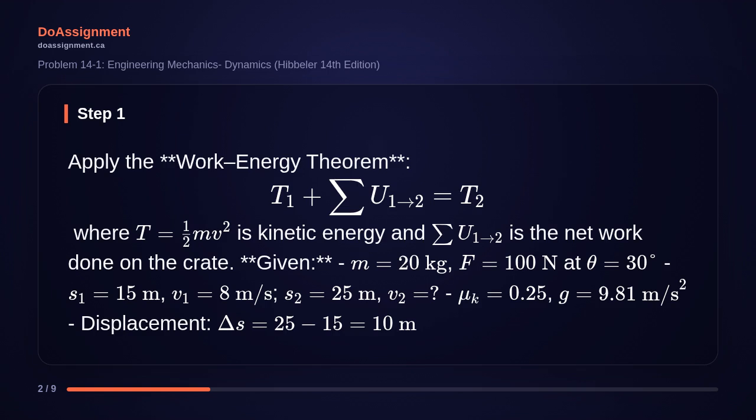The mass is 20 kilograms, the applied force is 100 newtons at 30 degrees above horizontal. The initial speed is 8 meters per second. The coefficient of kinetic friction is 0.25, and g is 9.81 meters per second squared.